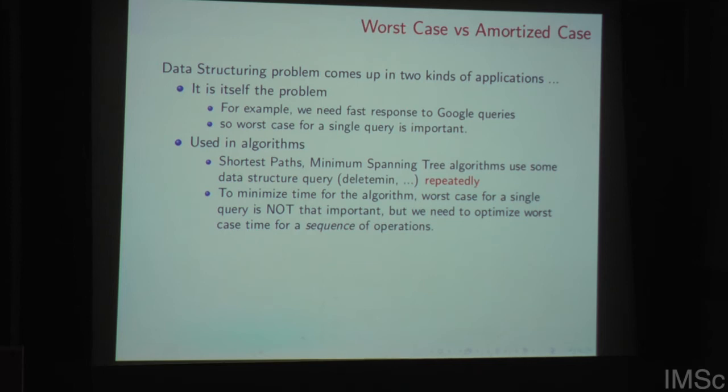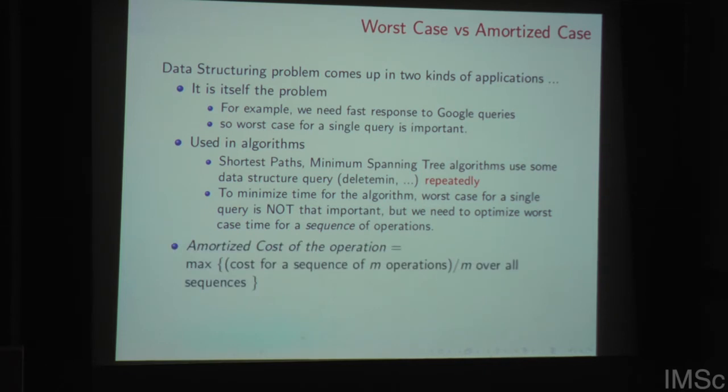This is exactly what amortized complexity is: you want to amortize over a sequence of operations. I don't necessarily care about the worst case running time, but I care about the time for an overall sequence of operations. So amortized cost is basically: you look at the cost for a sequence of some m operations, divide by m, that's the average, over all sequences for large enough m.